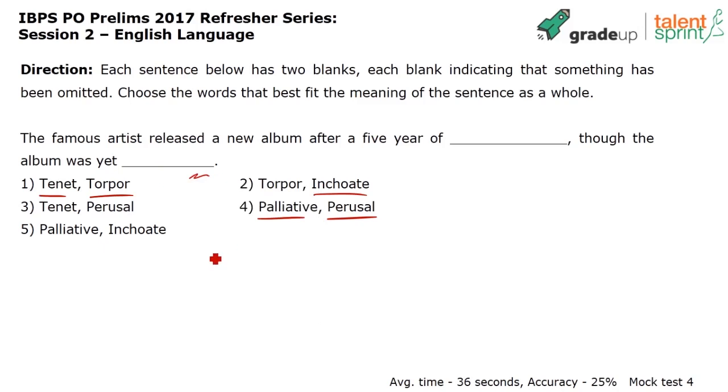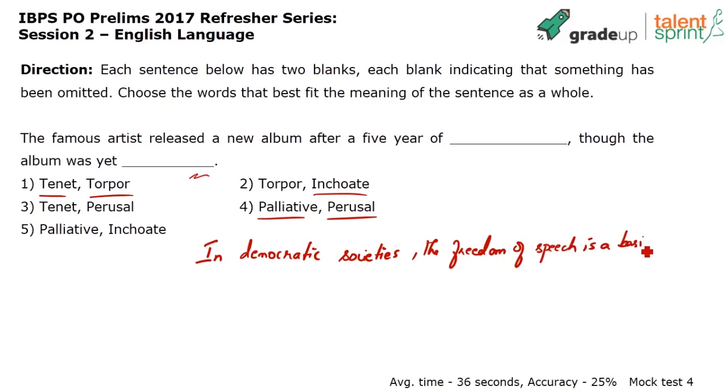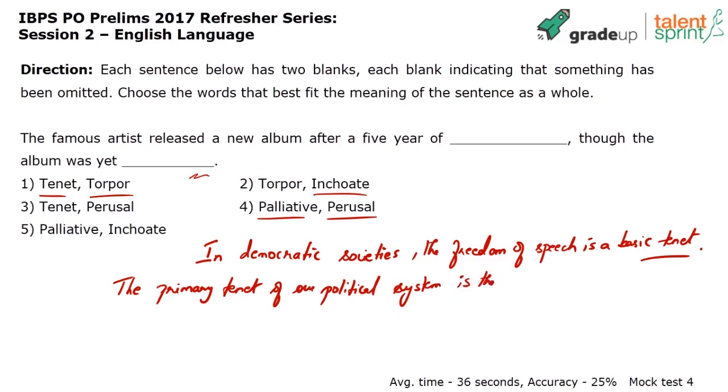So if I say in democratic societies like ours, the freedom of speech is a basic tenet. What do you think is the meaning of tenet in this context? Or if I say the primary tenet of our political system is the belief all people have the right to vote, right? In both these contexts, can you guess the meaning of tenet? Yes, Sid, very good, right?